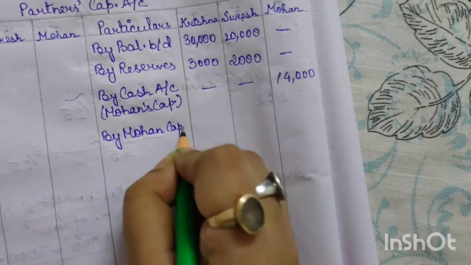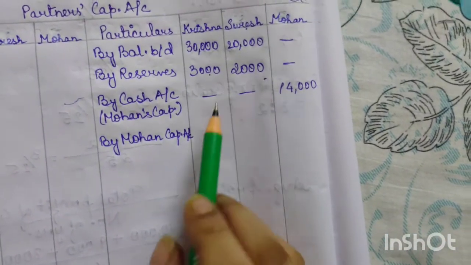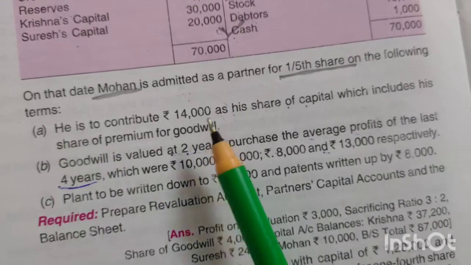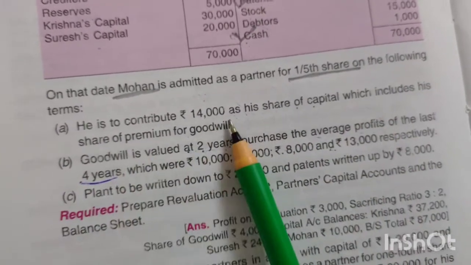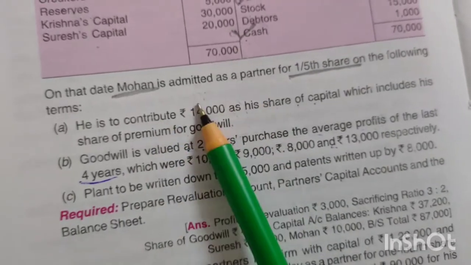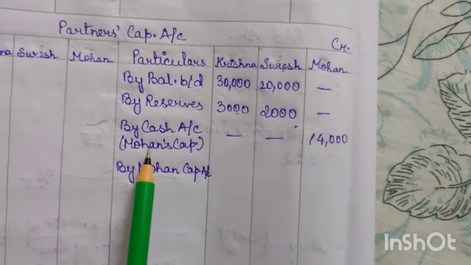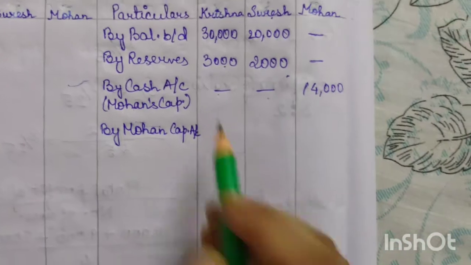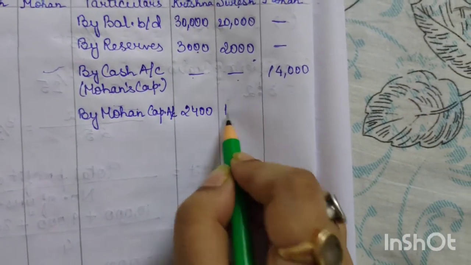So Mohan's capital account, who will get the goodwill? Krishna and Suresh. So again I am telling you, whenever in this case they have mentioned very clearly that he is to contribute 14,000 as his share of capital, which includes his share of premium of goodwill. That means from this capital the goodwill also should be adjusted, right? So Mohan's share of goodwill will be given to Krishna and Suresh in their sacrificing ratio, and we have already calculated the amount. For Krishna it is 2400 and for Suresh it is 1600.